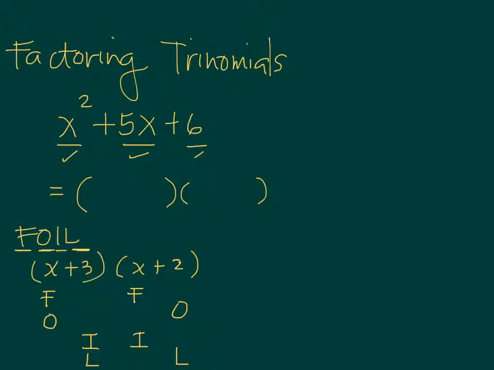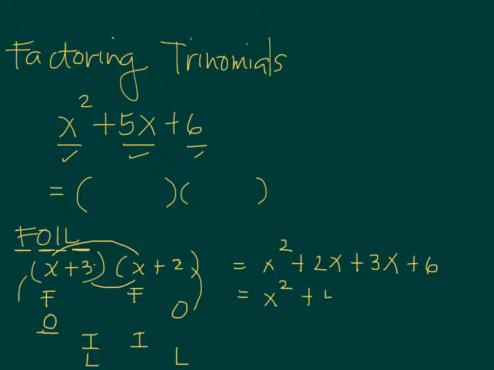So when we multiply the first and the first, that will give us x squared. When you multiply the outer, that is the x and the 2, we get 2x. And then when we multiply the inner, the 3 and x, we get 3x. And then we multiply the last, the 3 and the 2, it will give us the 6. And combining like terms, you get x squared plus 5x plus 6.